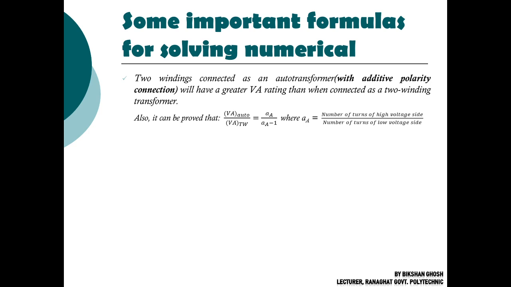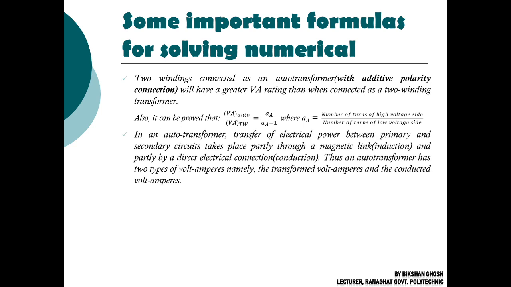The ratio of the volt ampere rating of the autotransformer to the volt ampere rating of the two winding transformer is equal to a_A by a_A minus 1, where a_A is nothing but the ratio of the number of turns of the high voltage side of the autotransformer to the number of turns of the low voltage side of the autotransformer. So if a numerical is given with a two-winding transformer and its ratings, and we have to find out what will be the volt ampere rating of the autotransformer if we connect the two-winding transformer as the autotransformer, then directly from this formula we can find out the rating.